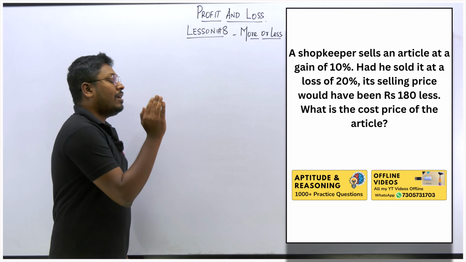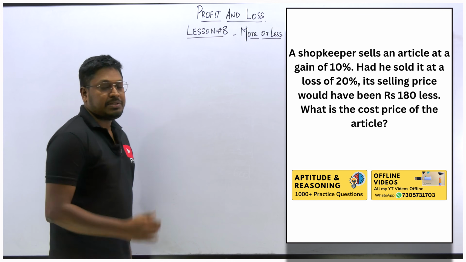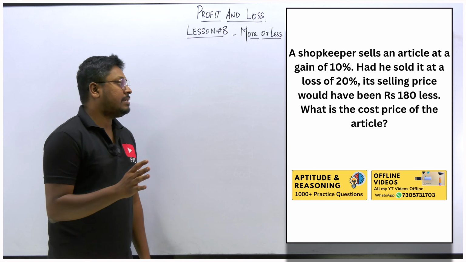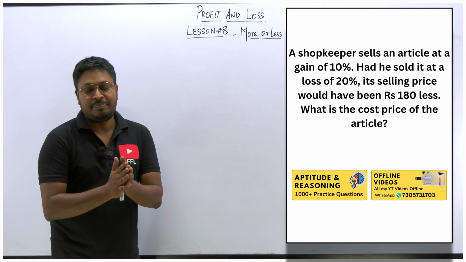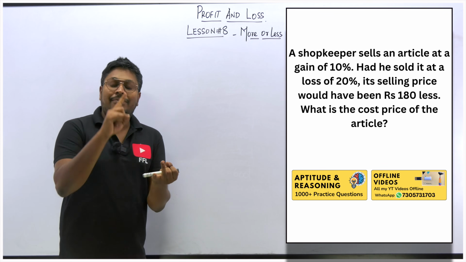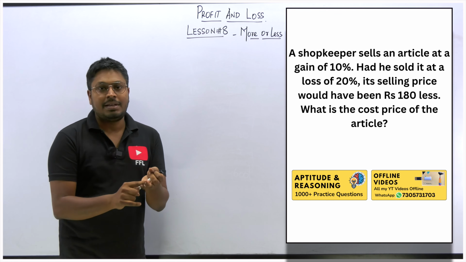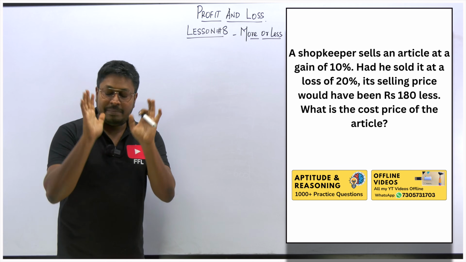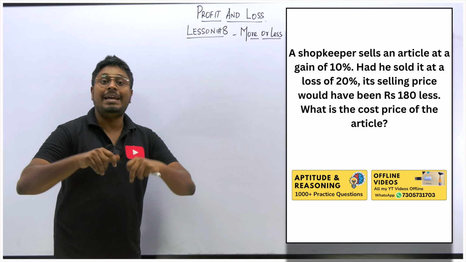Had he sold for a loss of 20%, its selling price would have been 180 rupees less. So what is the cost price of the article? Just listen here: whether it is a profit or a loss, the solution method will be the same. You don't want to learn anything new.